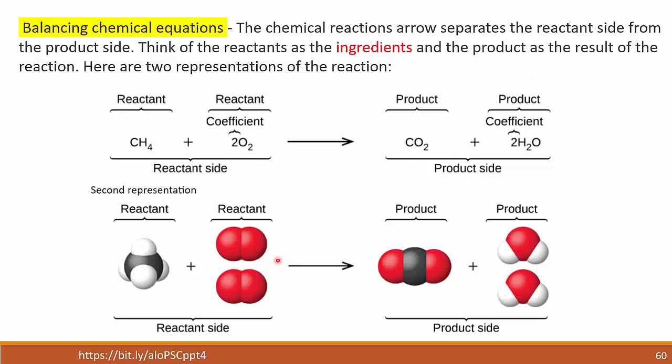Let's look at this model of a chemical reaction. So each one of these shapes represents an element. In this case, the white shapes represent hydrogen. This one represents carbon. The red shapes represent oxygen.